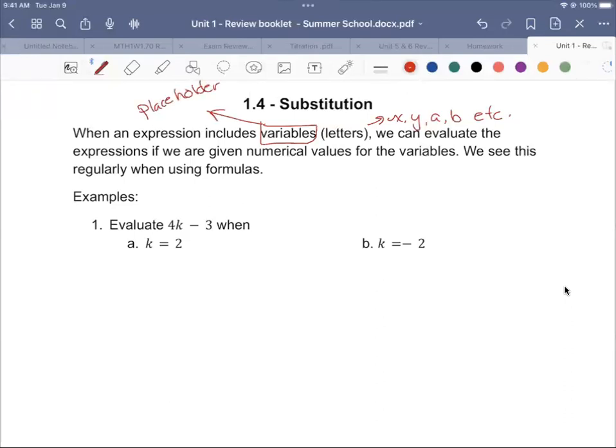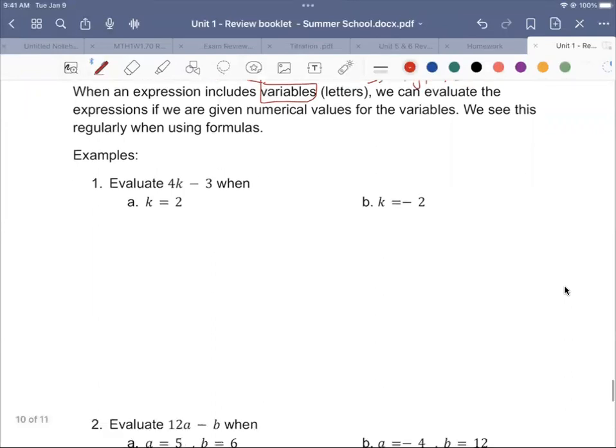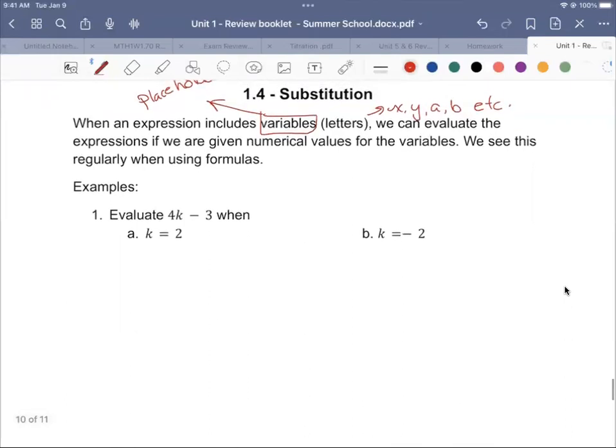There are times where, say, you're planning a party and you want to know how much it costs for so many guests. You can come up with a mathematical equation using a placeholder for your number of guests. This way, you can calculate the answer no matter if that number changes or if that number stays the same. It makes it a little bit easier when you're using a mathematical calculation over and over and over again, where only one number in it is changing. Now, we can evaluate the expression, which means what is it actually equal to if we're given what that variable stands for. So we see this regularly in formulas that we use, and this is what we call substitution.